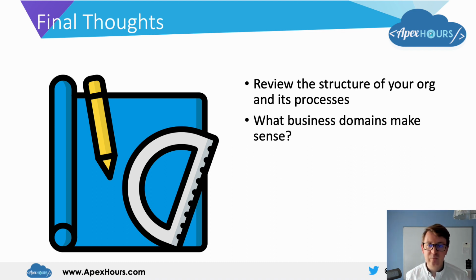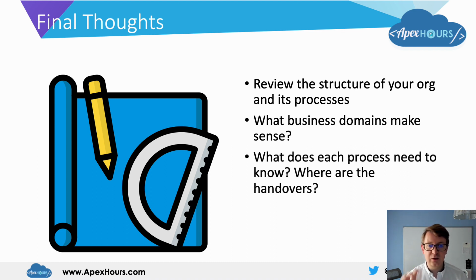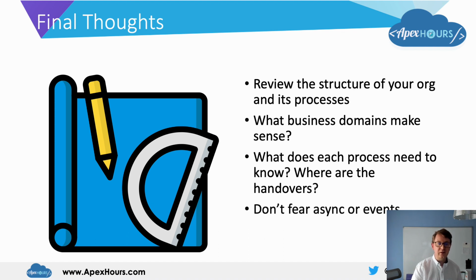And then from there, what does each process need to know? What are the processes within that domain? What do they need to do? And where are the clear handovers? Once you define that, it's going to be much, much easier for you to start working through things. And you can start to define how your API is going to work and look. And the big thing to be aware of is not to fear asynchronous or events.